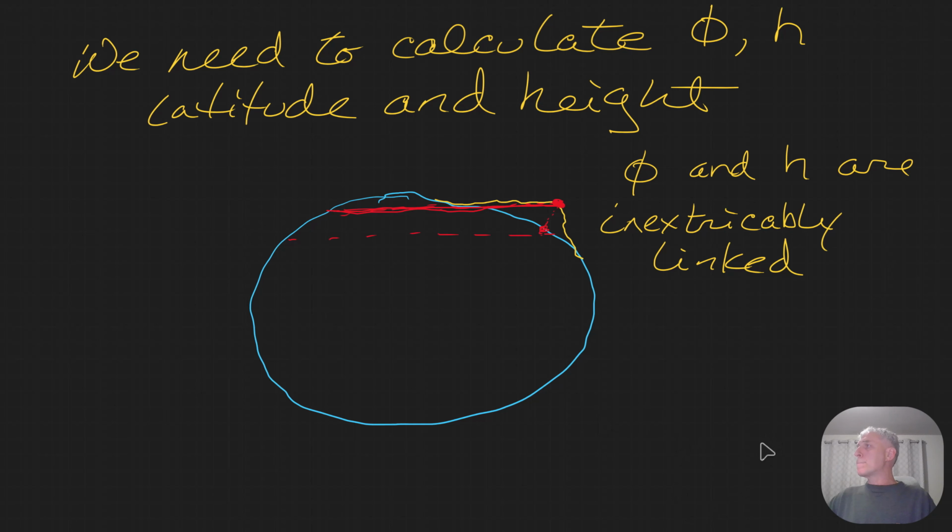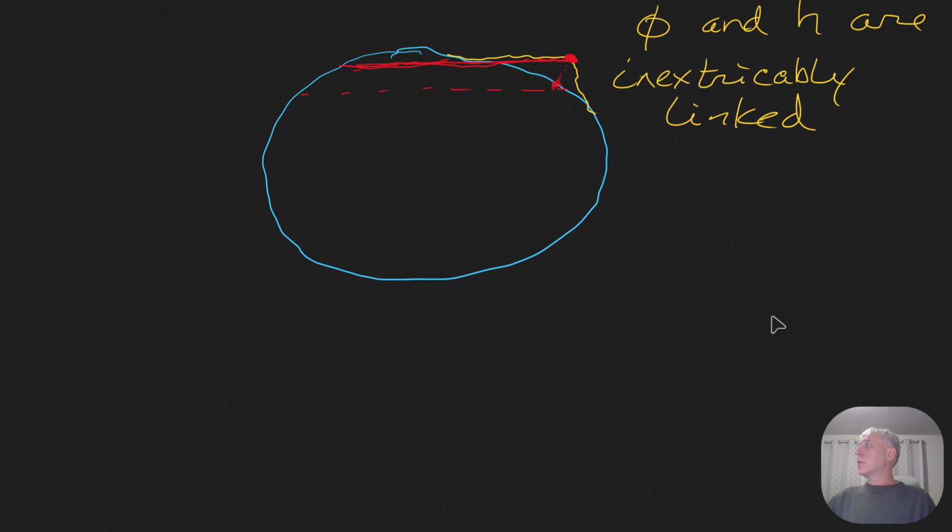So let's do that. We're going to develop the idea or the extraction of latitude and height together, and we're going to use that value, that radius of curvature in the prime vertical. If we'll remember that, what that is.